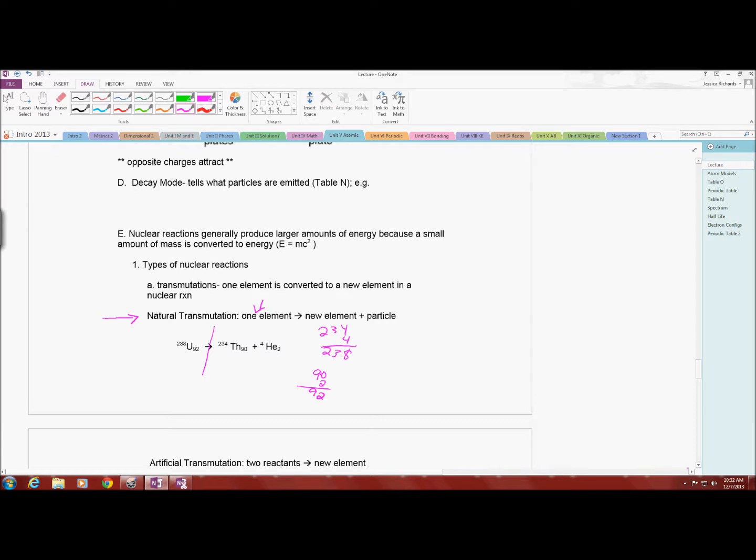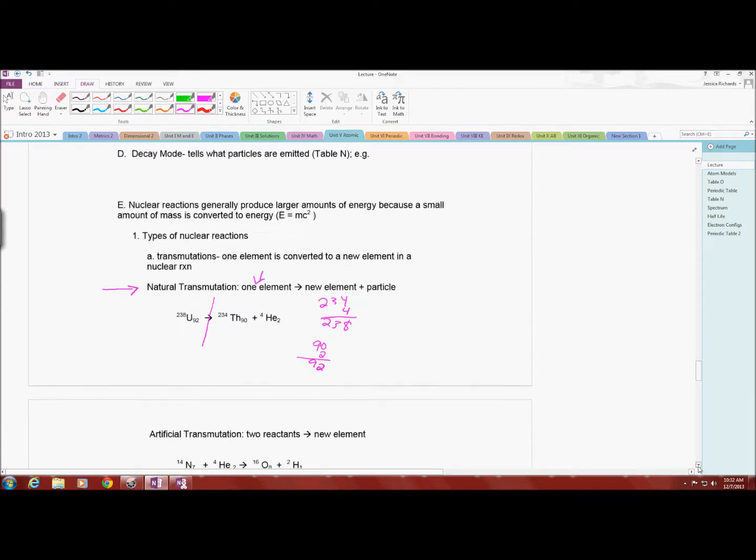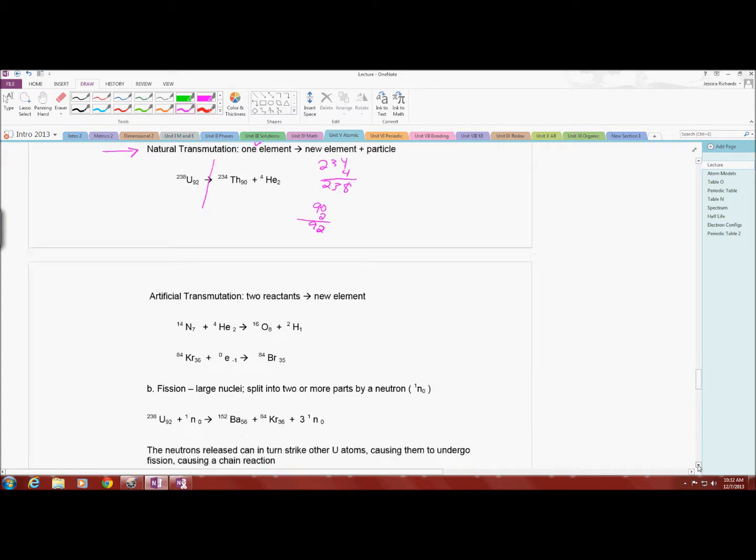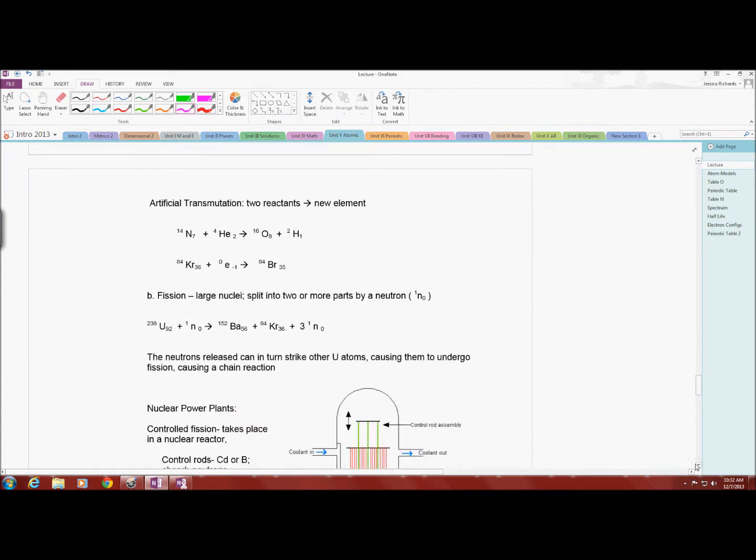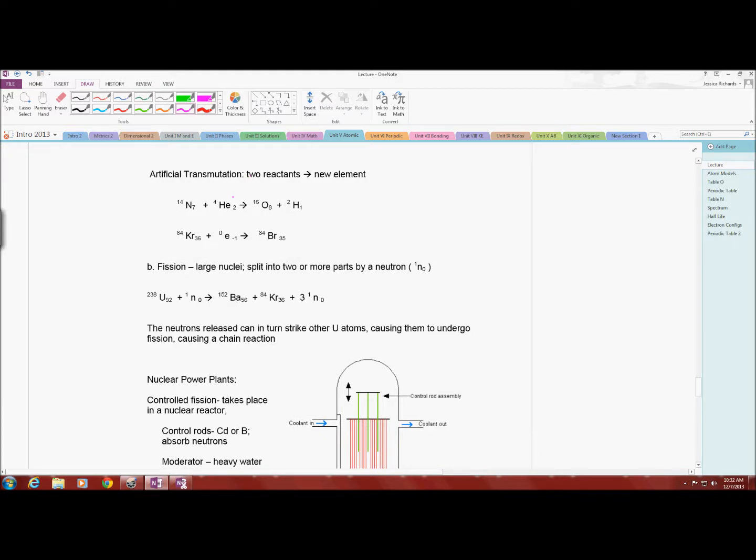Memorize it. If we have to shoot a particle in to get it to turn into something else, then we call it artificial transmutation. So if you have two reactants, sometimes you'll get two products, sometimes you'll only get one, but the key here is two reactants. If you have two reactants on the left, it is artificial transmutation. And again, we're adding up the numbers. It gets tricky when you have two things on both sides. 14 and 4 is 18, 16 and 2 is 18, 7 and 2 is 9, 8 and 1 is 9. The numbers just need to add up.